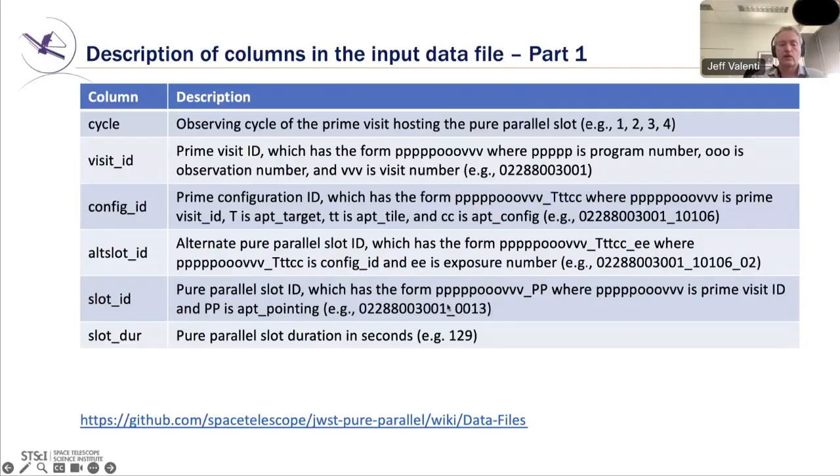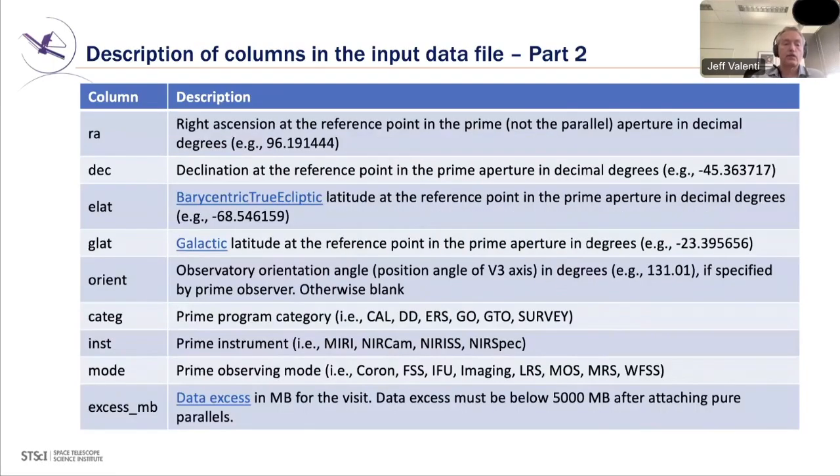Whereas the slot ID that currently is in APT just counts sequentially through the whole visit without resetting each time the prime configuration changes. So that'll help for people that are trying to figure out how many configurations they can do in the pure parallel without having to go look at the APT file for the prime. And then there's the slot duration, which is how long your pure parallel exposure can be. All right, then there's the pointing information.